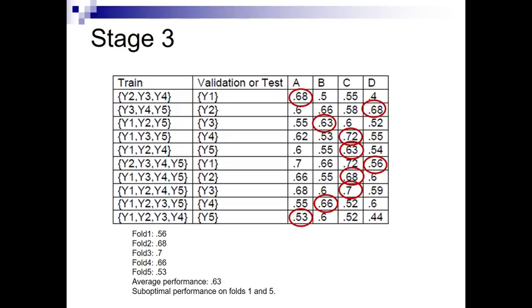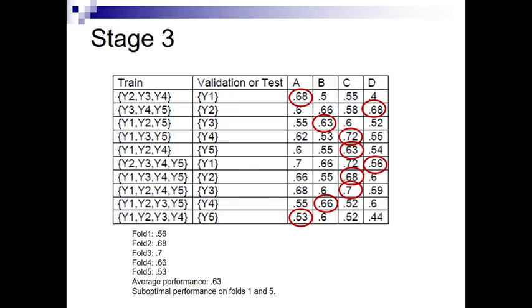I'm going to go through this process for each fold. So for example, for fold 2, I need to find an inner loop row that doesn't use Y2, and that's going to be the 4th row. In the 4th row, setting C is the best performing setting. So that means that for fold 2, I'm going to pick C. And so you can see I've circled C in the fold 2 row, and the performance value is 0.68. So I can compute then my stage 3 performance value for each fold.